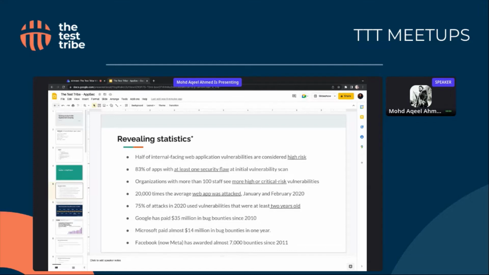And if you see Facebook, it has already awarded 7,000 bounties since 2011. Bug bounties are where companies invite ethical hackers from all around the world, and if you identify any bug, companies will award you. Say you identified some vulnerability that has some risk, and you were able to get hold of other users' data or company's data, then you report it ethically to the company instead of just selling it on the dark web. The company will give you a reward.